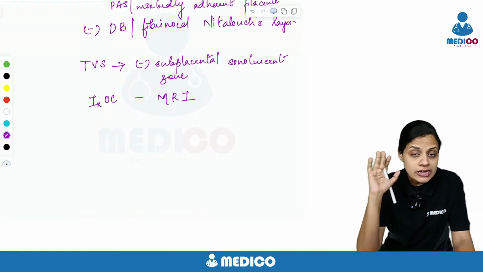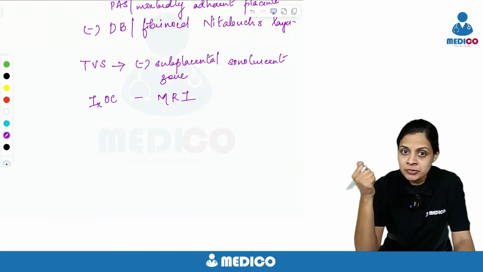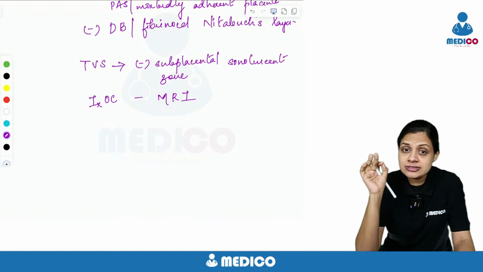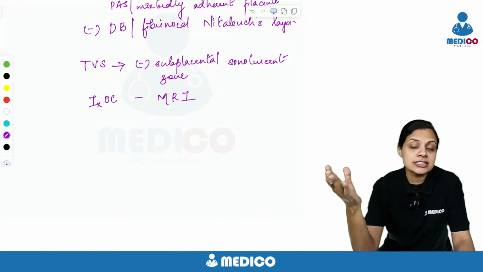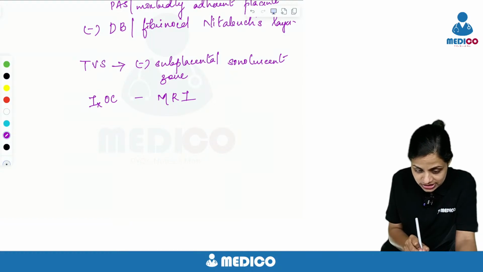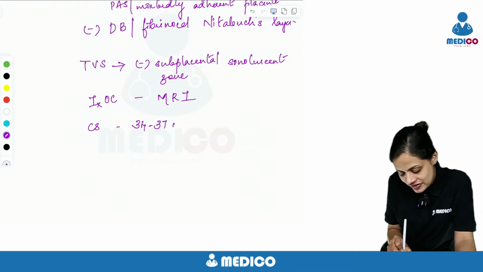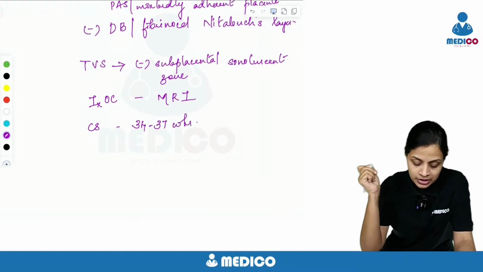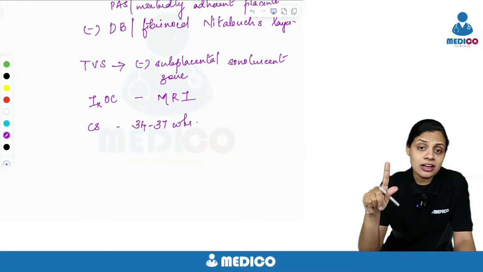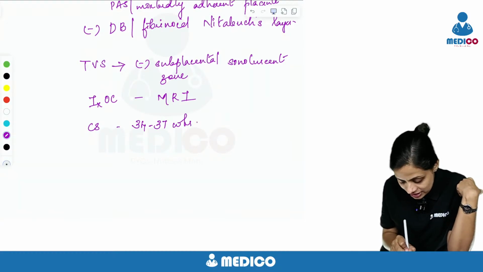How do you manage a case of an accreta syndrome? You'll always go for a planned cesarean section. Make sure that blood is arranged and that this is taking place in a tertiary care center where you've got all facilities available. So when do you do a cesarean section? Between 34 to 37 weeks depending upon the invasion. If you are asked to pick a single answer and not given a range, your best answer would be 36 weeks.